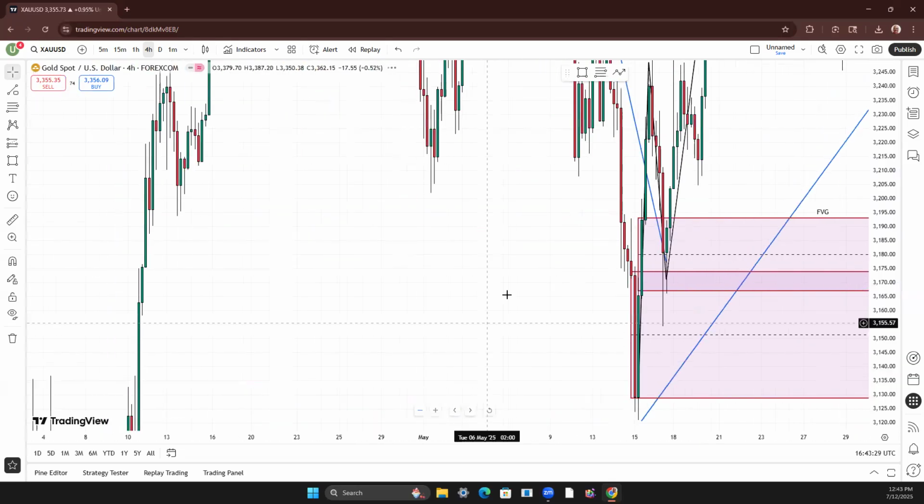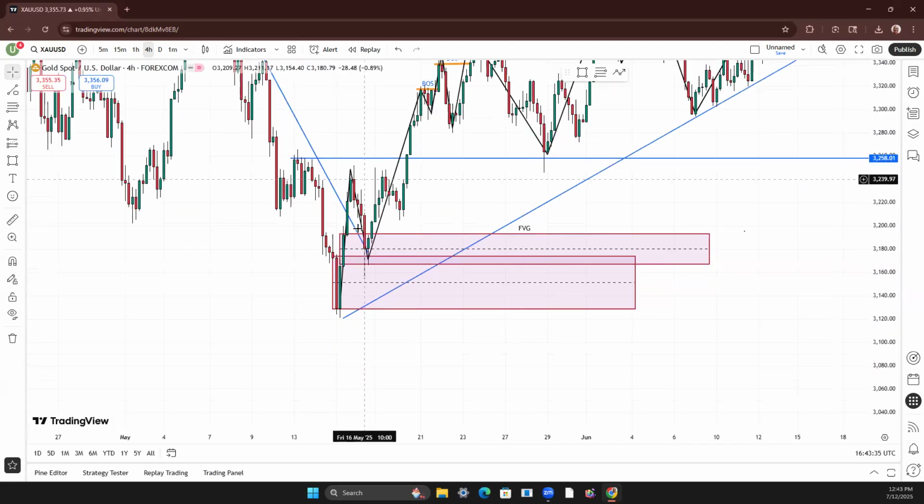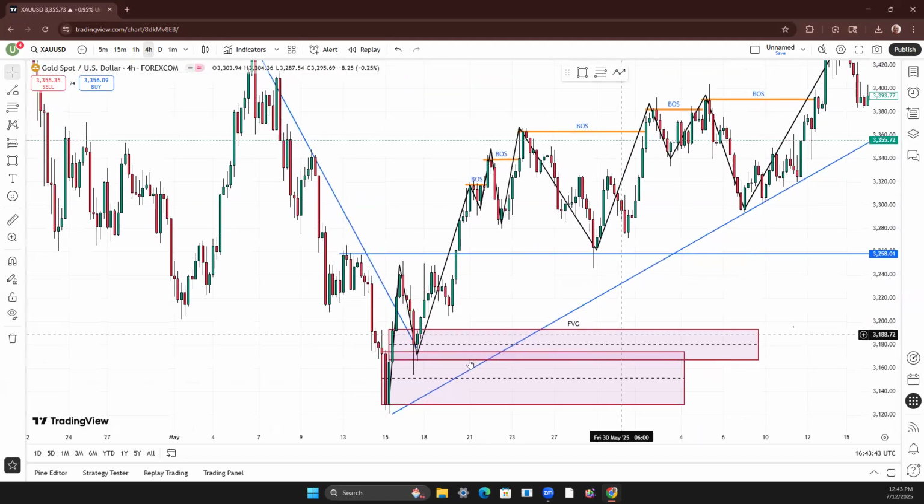Because the fair value gap, right? As you notice, the market always comes back inside of the fair value gap to fill it before it trends higher. So if you know this, you can anticipate placing a trade, whether it's a limit order or market order, on the pullbacks. Okay. So that's really important.